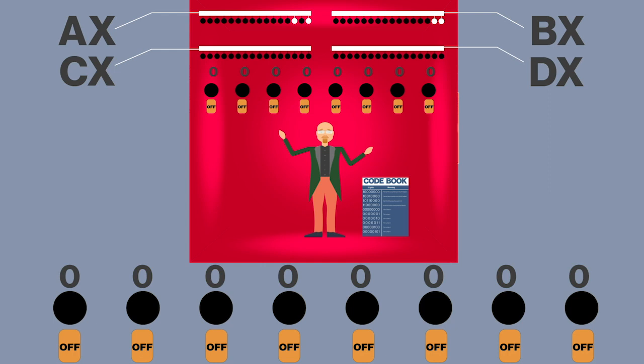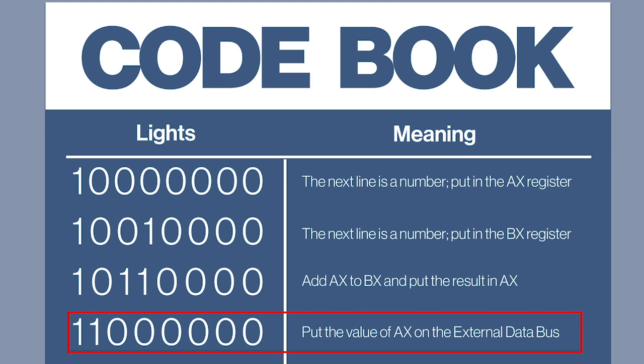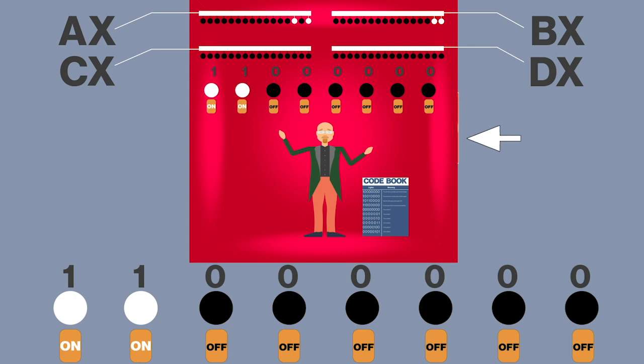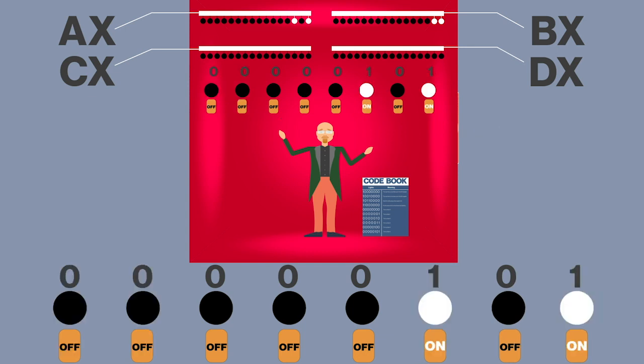So here's another command on the code book that says, whatever is in the AX register, put it on the external data bus so we can see it. So let's go ahead and put that pattern in. And we hit the clock wire and hit the clock wire, except this time it doesn't zero out. This time it now shows us a binary 5 on the external data bus.